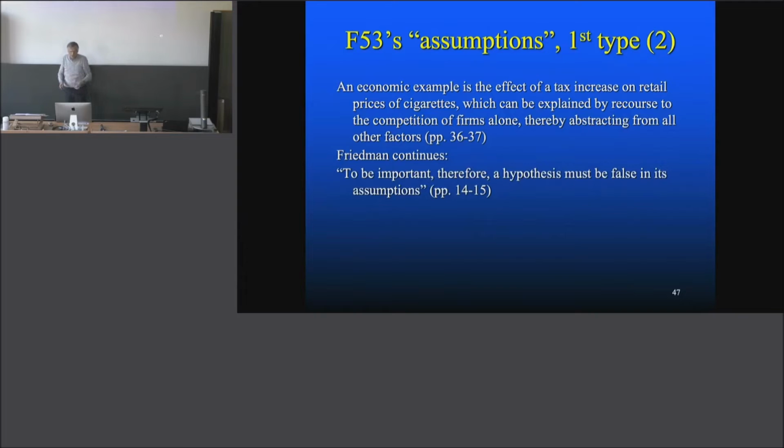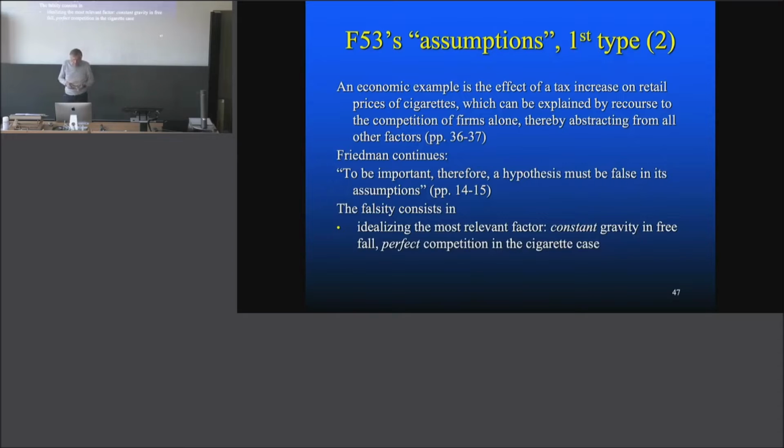Friedman continues: to be important, therefore, a hypothesis must be false in its assumptions. Why? Because it abstracts from so many things that are there in the world, and therefore descriptively, what I'm saying with this abstraction is something false. It doesn't capture the richness of reality. The falsity consists in idealizing the most relevant factor. So in the case of free fall, the most relevant factor is gravity.